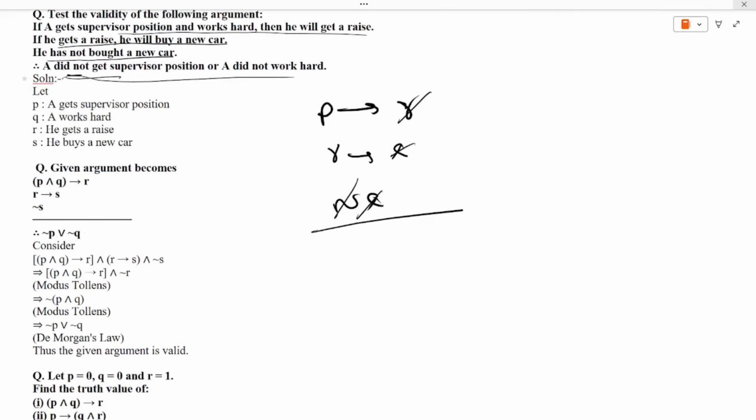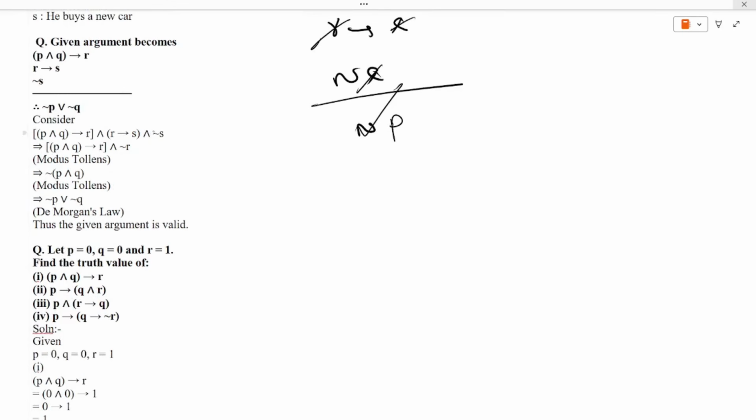Now what he is saying is that he did not get the superposition, or he did not work hard. Now what you got is negation. R should be cancelled. Okay. Negation P is there. Negation P what? A gets a superposition, but here A did not get the superposition. So the answer is correct, negation P. I hope you got this.